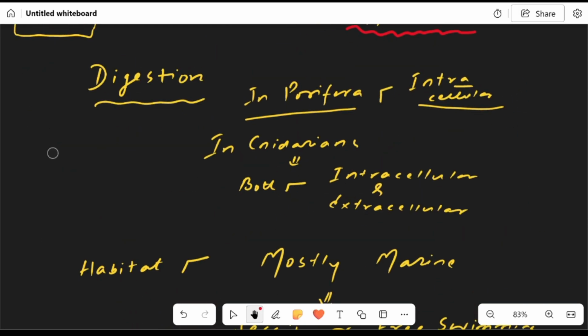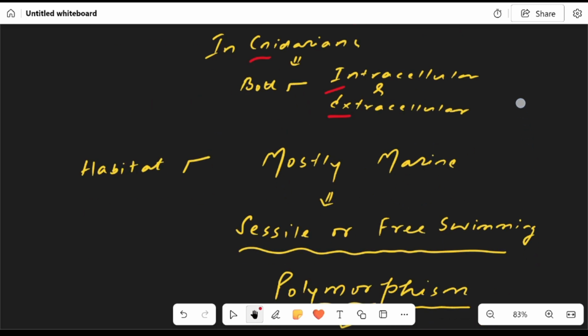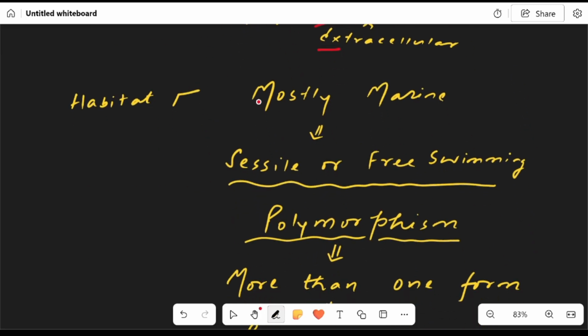Now let us discuss digestion. In Porifera, it was intracellular. Cnidarians follow both intracellular and extracellular digestion. Habitat: just like the Poriferans, they are mostly marine.